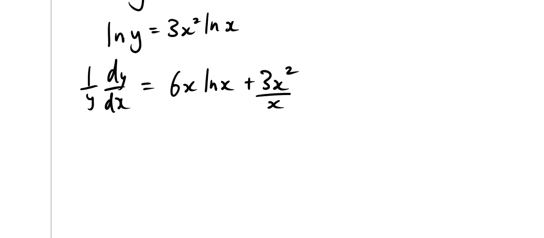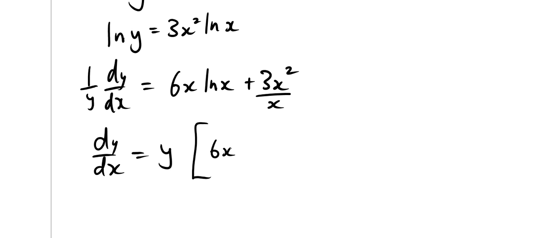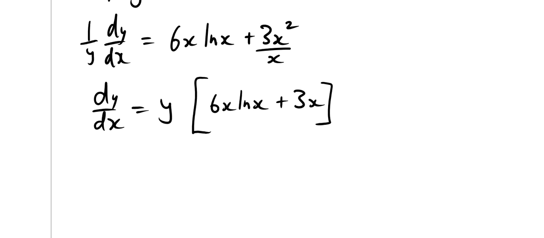Now I'm going to bring the y over. So I'll multiply both sides by y and do a little bit of simplifying. 6x ln x I can't simplify, but 3x squared over x I can. And then the rule for this process for us, this again is not like a math rule. This is just the way that we're going to do this and practice it. Something we haven't really done before, but I'm going to replace the y. What should I replace it with?